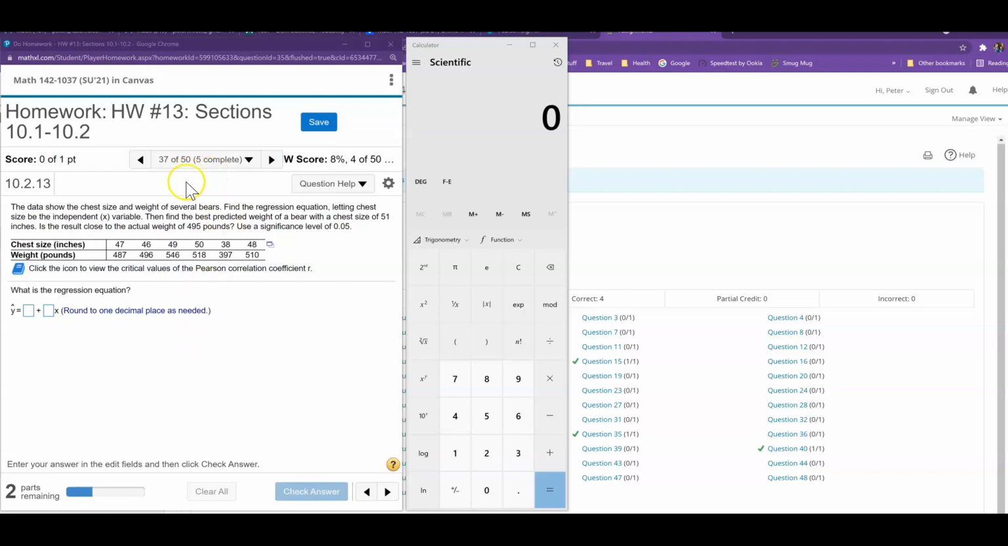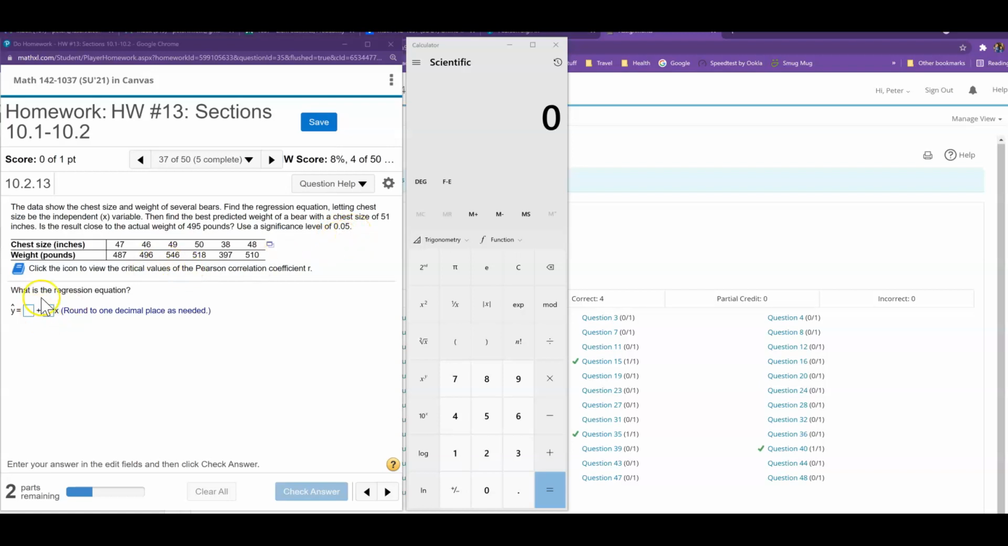So we're looking at number 37 on homework number 13. And it states that the data show the chest size and weight of several bears. Find the regression equation, and they've got a spot for it here, letting chest size be the x variable. Then find the best predicted weight of a bear with a given chest size. Is the result close to the actual weight of 495 pounds? And it wants us to use a significance level of 5%.